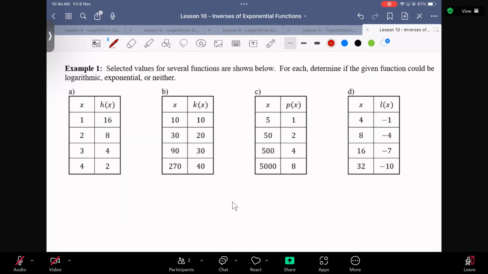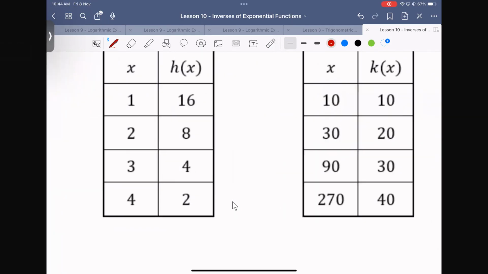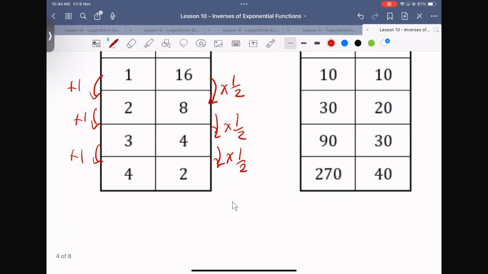Right, so this first one, let's examine what we've got going on here. We can see that this one is going up by +1. That pattern continues all the way through by +1. We can multiply here by a half, and we can multiply by a half all the way down. So which type of function is this one? Exponential. This is going to be exponential, and we have to reason why.